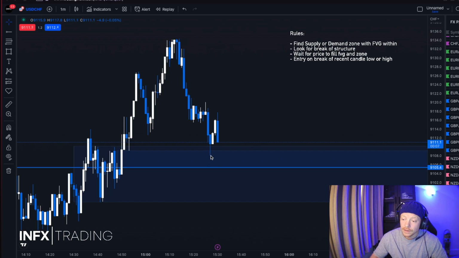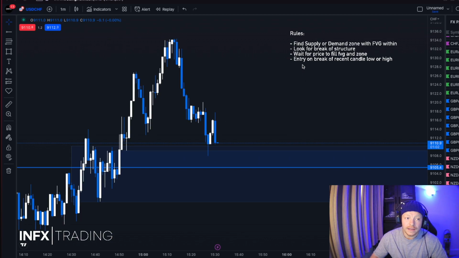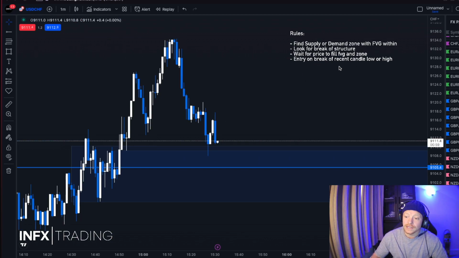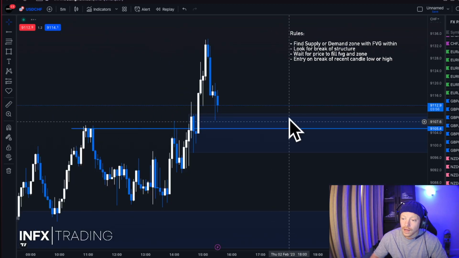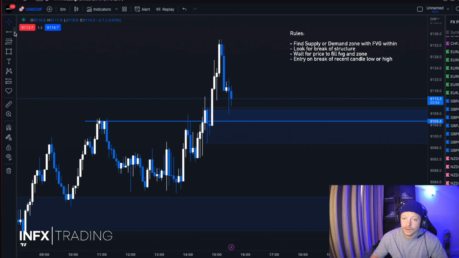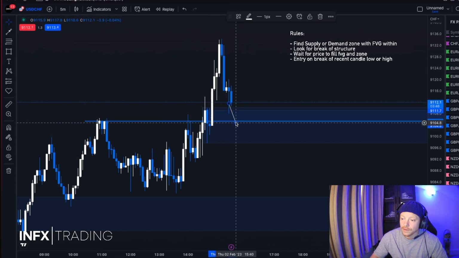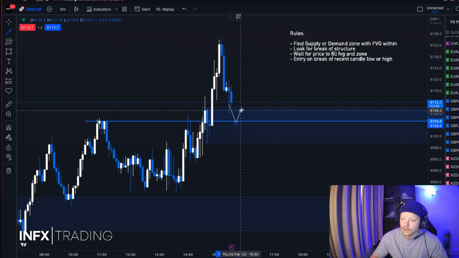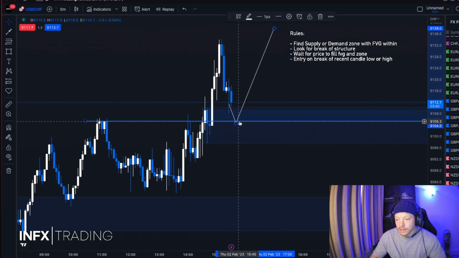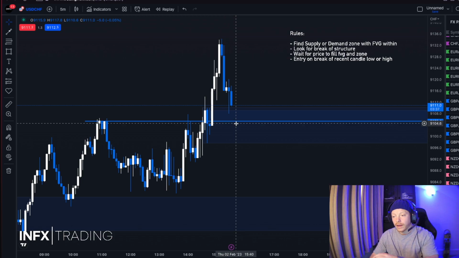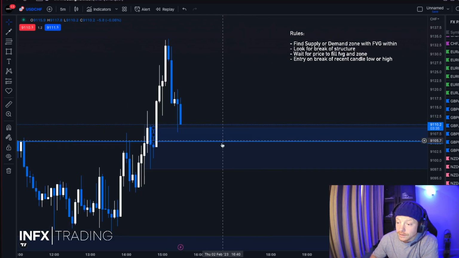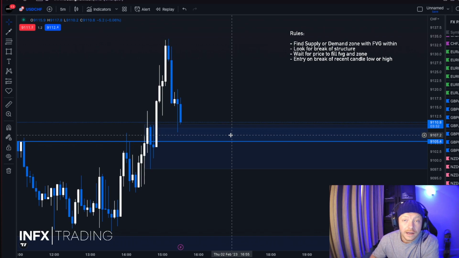So we've come into the gap. We haven't filled it yet. I'd like it to be taken completely out before we look for buys. And then the entry will be a break of a recent candle high, because we're looking for price to go up. Okay, so what we want price to do is something a little bit like come down here, fill that gap, and then from there we're going to look for a break of a recent candle high somewhere, for price to potentially continue to the upside. So that's what we're looking for. We can't really do much until this fair value gap has been filled, so let's come back when hopefully that's the case.